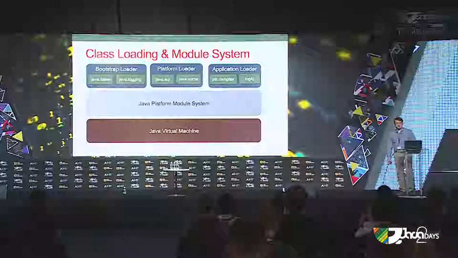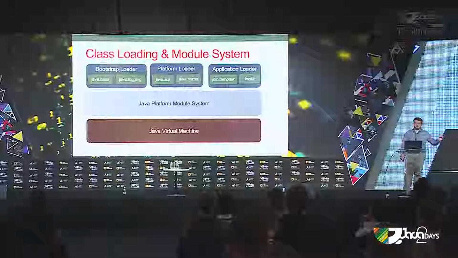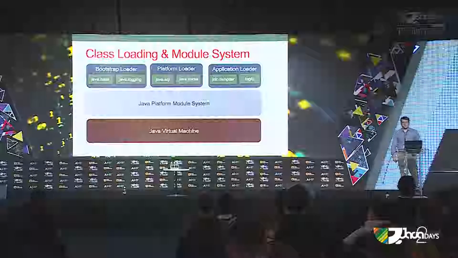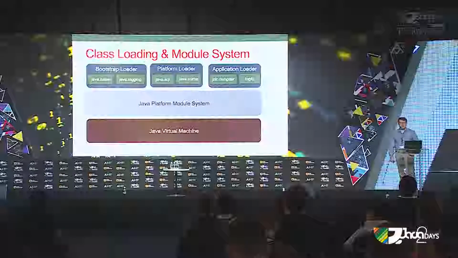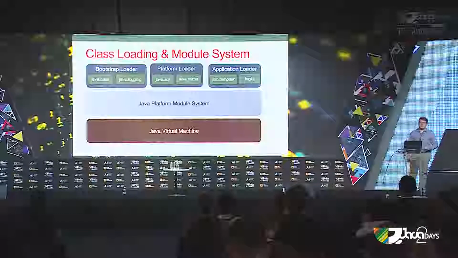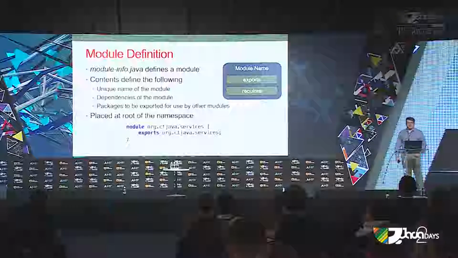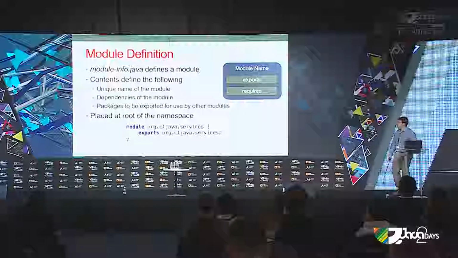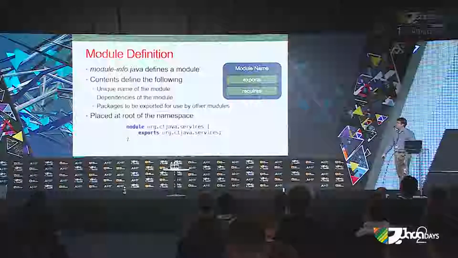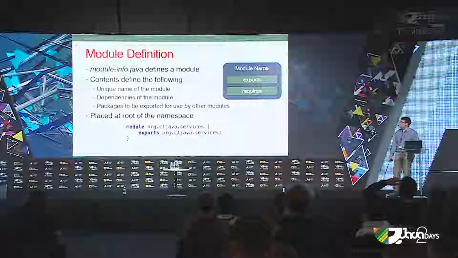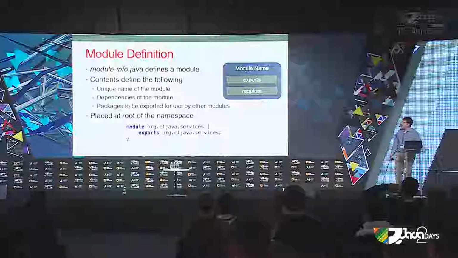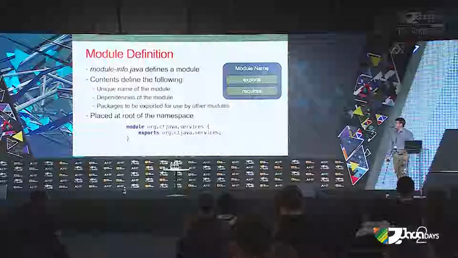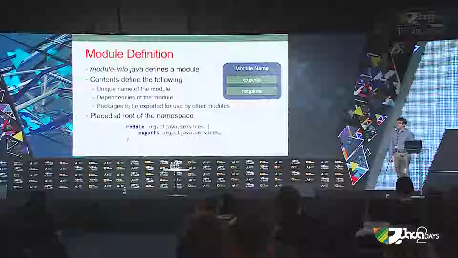So that's what's fundamentally different between the Java modularization system and other module systems on the Java platform. It's actually implemented deeper in the JVM, and the JVM itself has been modularized. So for defining a module, you have this new file called module-info.java, which defines a module. Its contents define the following: the unique name of the module, the dependencies of the module, and the packages to be exported for use by other modules. And it's placed at the root of the namespace.